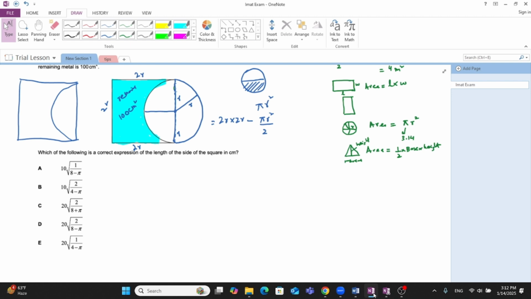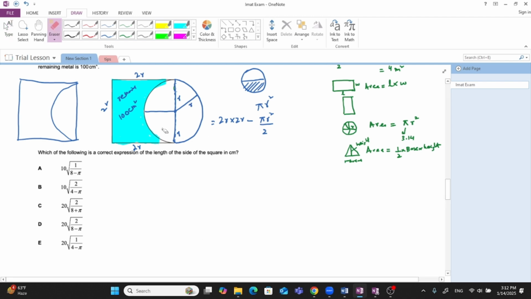What we have to do first is, by all the given measurements, find the radius. From what they have said, 100 centimeters square is the total area, 2r square minus the semicircle. From this we will get r, and then we multiply it by 2 to get the length. This is our target.